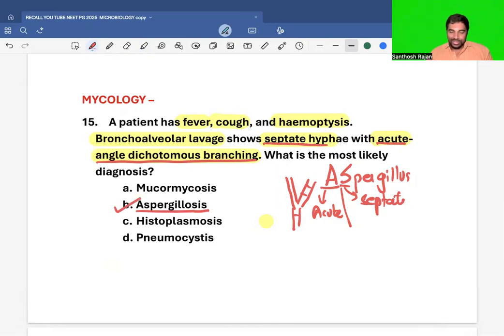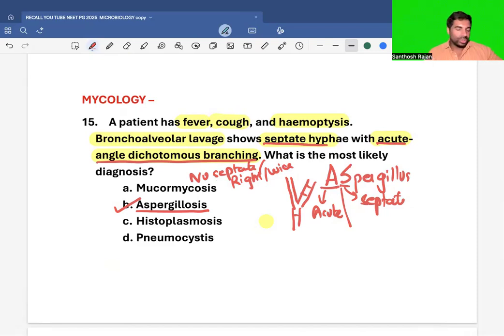Mucormycosis is not the answer. In mucormycosis there should be no septate hyphae, and the branching should be right or wide angle. So it's out of question. And again, bronchoalveolar, so lung related. A lot of clues they have given in the question, so you can't make any mistakes, right?